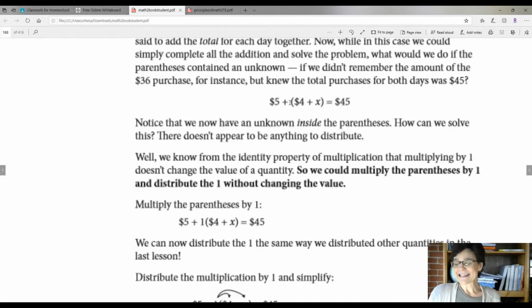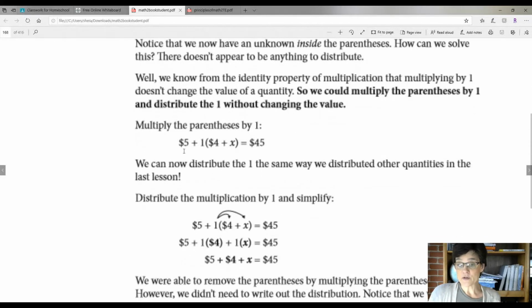Now you remember the identity property of multiplication? It says that by multiplying by 1, it doesn't change the value of the quantity. 4 times 1 is 4. A million times 1 is a million. Okay, you can multiply what's in parentheses by 1 because basically there's a 1 there without changing the value. So basically it would kind of look like this if you were to rewrite it, which you wouldn't have to, but it would look like this.